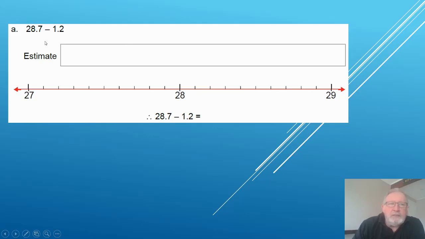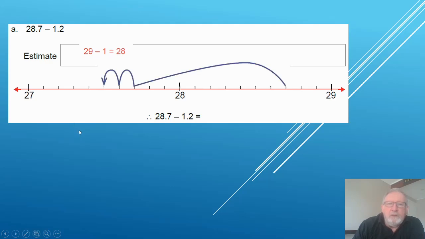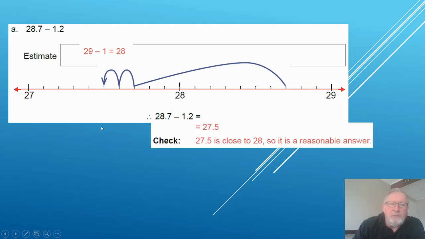So we're going to estimate. 28 and 7 tenths rounds to 29. 1 and 2 tenths is a little more than 1, so our estimate's 28. Now, showing that we start here at 28 and 7 tenths and jump back 1, followed by 1, 2 tenths. So we end up with 27 and 5 tenths, close to 28, a reasonable answer.